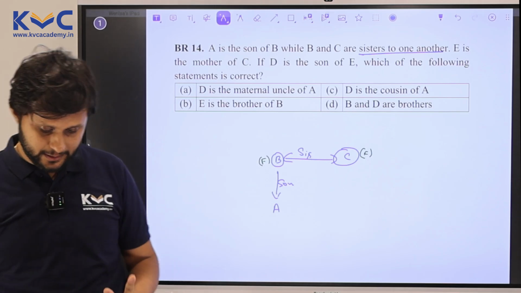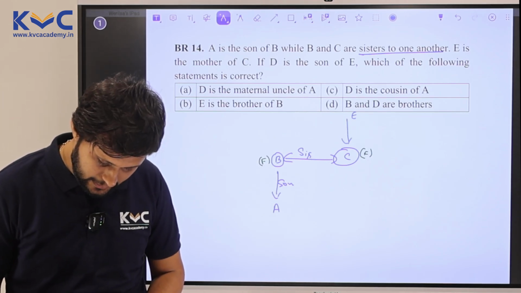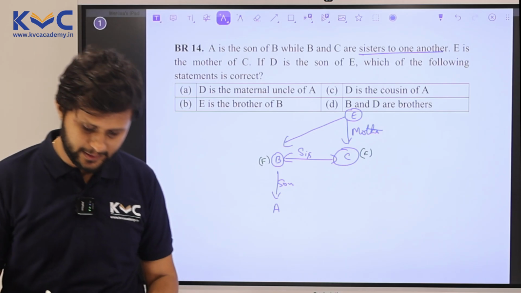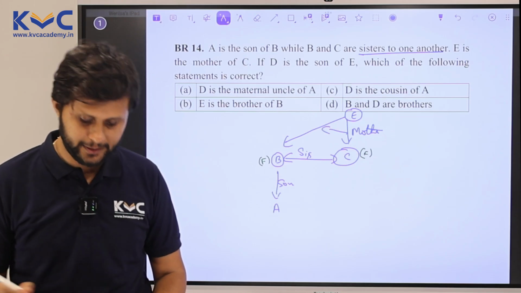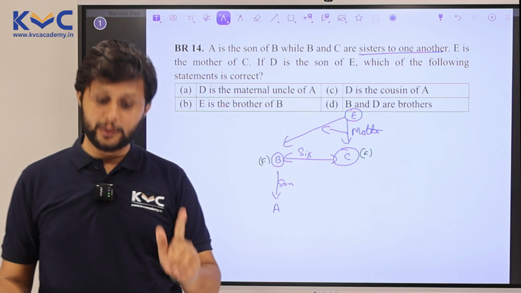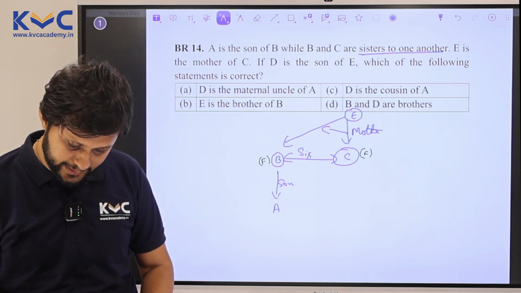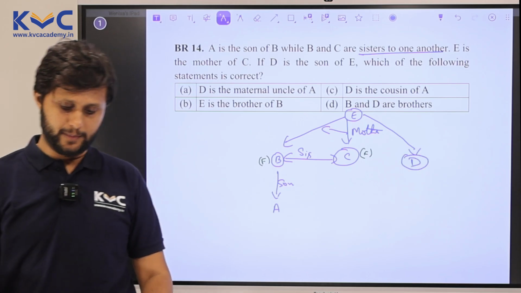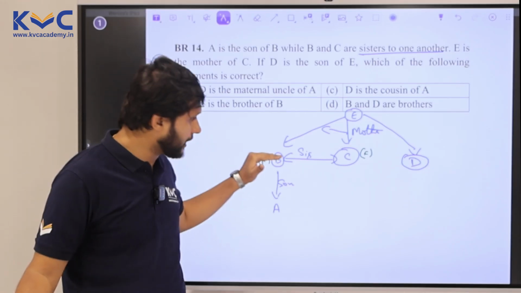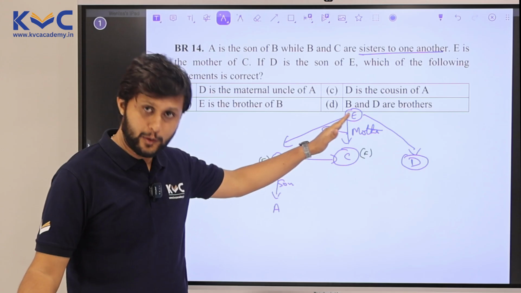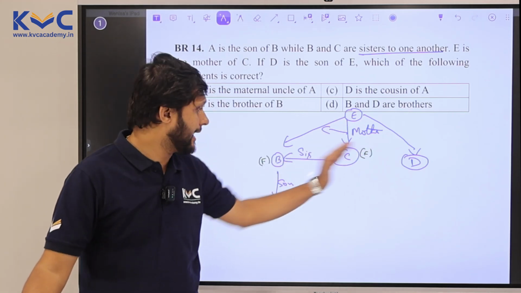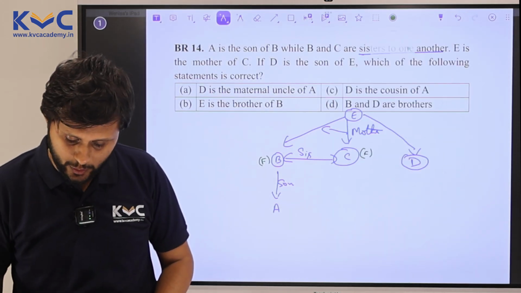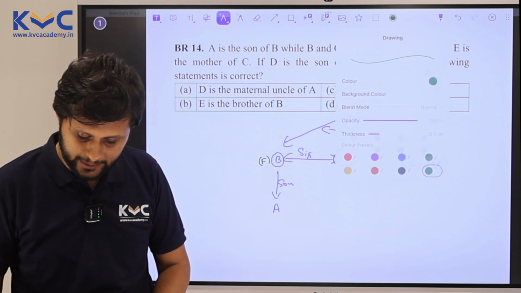E is mother of C. Mother of B also, because they are siblings. This mother can be taken in common for both of them. If D is son of E, D is another person, son. So we add this already. These two are already children of E. So one more child is there, D, and these all three would be siblings. D is a son. I can associate the gender also over here, which is male.